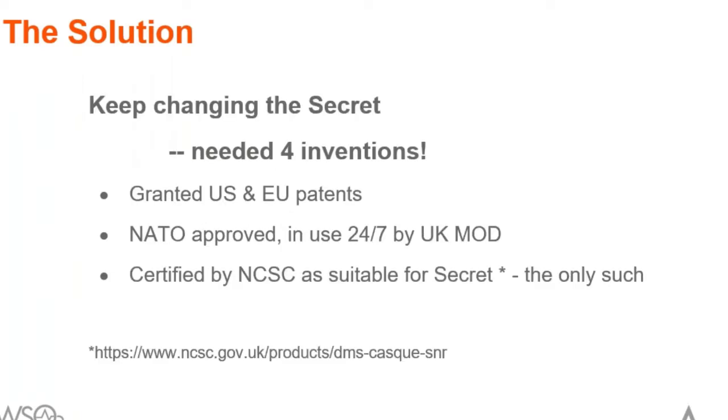As you can imagine, this wasn't very easy to do. It required four inventions, one of which has granted US and EU patents. The granted patent is called a scalable authentication system. If you Google that, you'll be able to download the patent and see the methodology writ large. Moreover, our product suite is certified by part of GCHQ, the UK NCSC Cyber Authority, as being suitable for secret. It's in a field of one. And again, if you access the NCSC site and put Casque in, you'll see the description of the functionality.